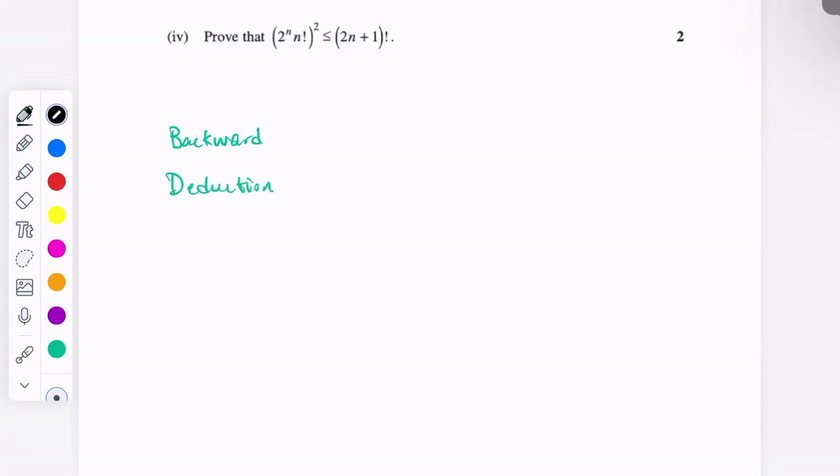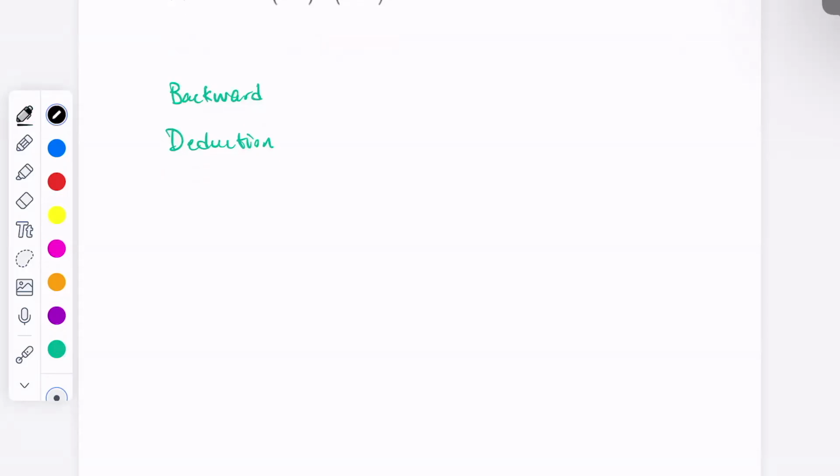So that means I start with the given expression, which is (2n factorial) squared is less than or equal to (2n plus 1) factorial. And then I do some algebra, kind of reversing the process, where I have 2 to the power of 2n times (n factorial) squared is less than or equal to (2n plus 1) factorial.